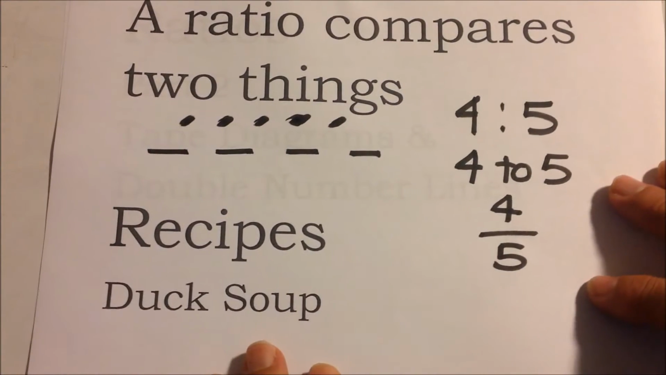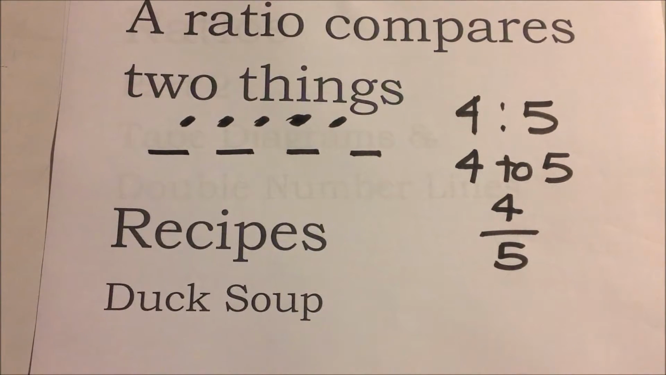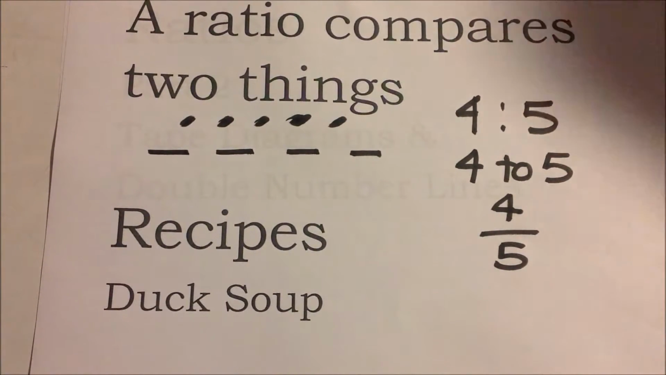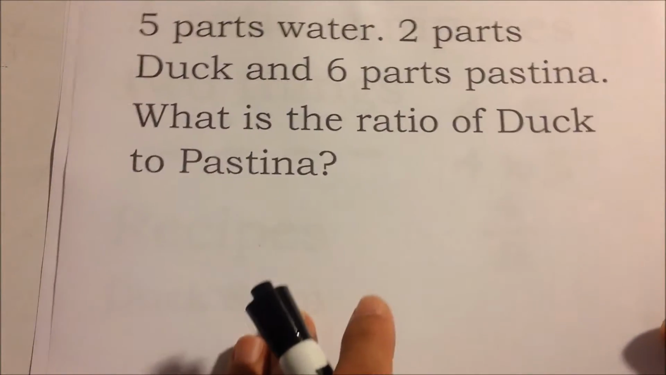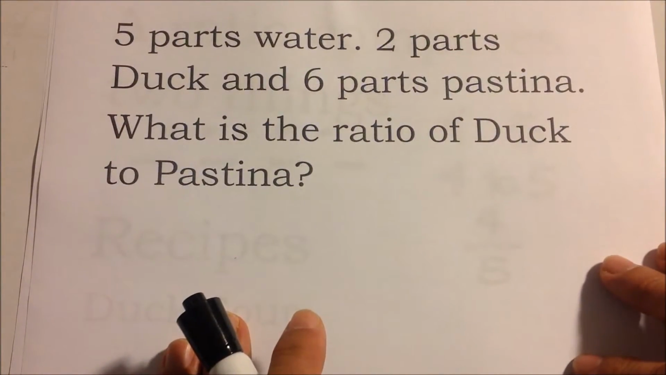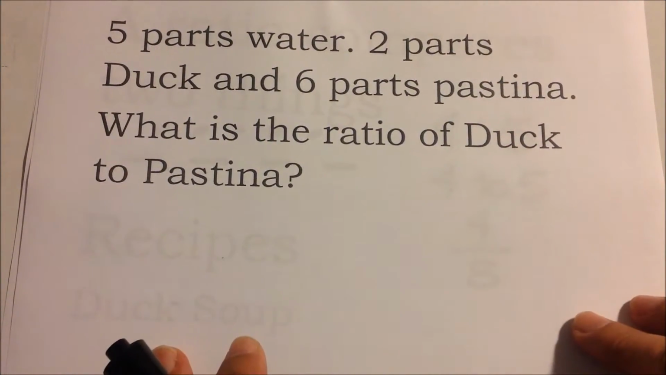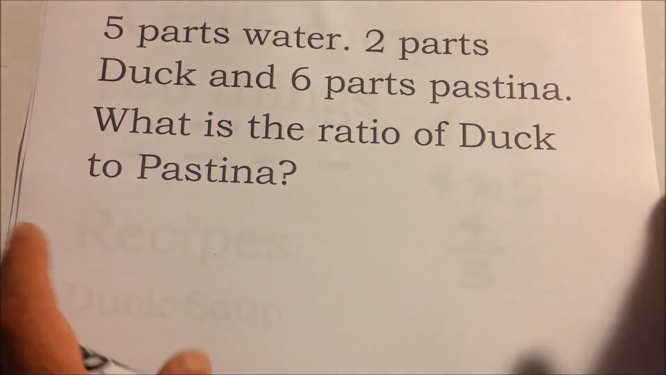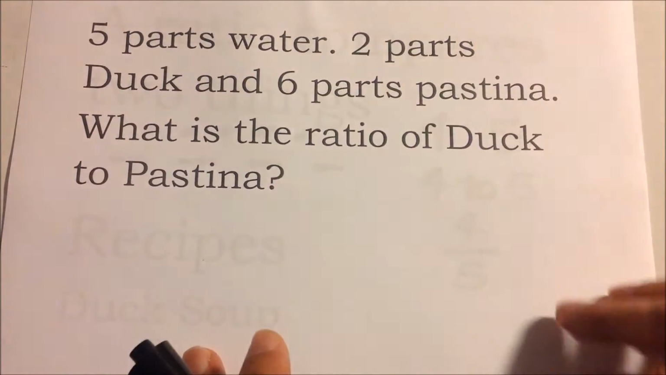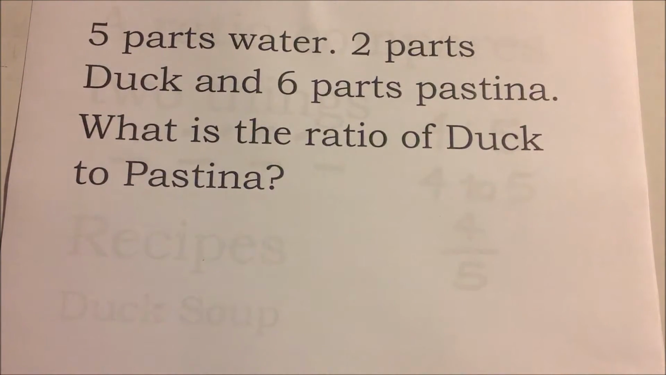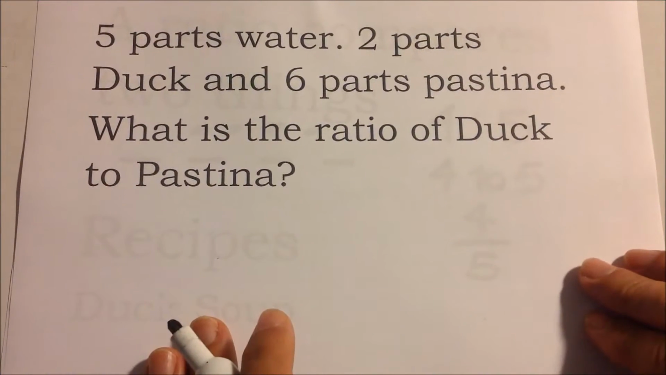One good way of doing it is through recipes. So let's say we had a duck soup recipe. So, as you can see, we're using parts. 5 parts water, 2 parts duck, 6 parts pastina. Right? Pastina is that small little Italian pasta. So, what is the ratio of duck to pastina? What is the ratio of duck to pastina?